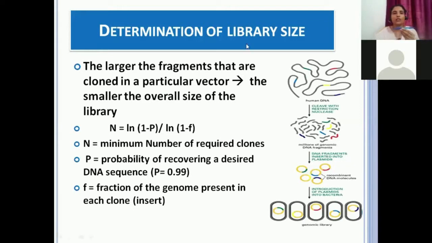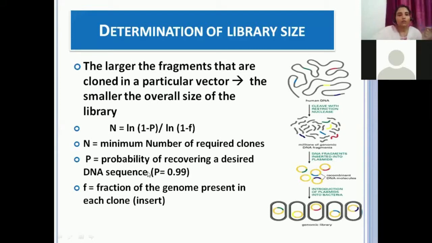So you understand, that is what they meant. The larger the fragments that are cloned in a particular vector, the smaller the overall size of the library. In the initial case, you had 10 fragments, you needed 10 clones in the library. So that's a bigger size. When you have 3, you need only 3 clones, which will multiply the same genomic DNA of interest, and your genomic library will be smaller.